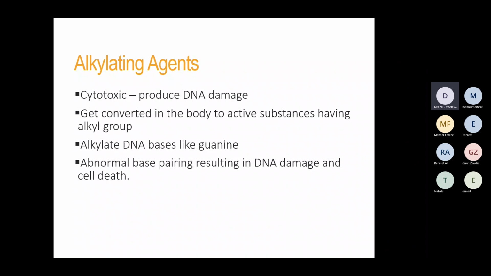Now, what are these alkyl groups? In some of the molecules, you have an alkyl group. An alkyl group is when you have these alkanes and alkenes, you remove one hydrogen atom or two hydrogen atoms, and that becomes an alkyl group. Like we have methane, CH4. If you remove one hydrogen atom, it becomes CH3. That means the alkyl group is CH3. So these alkylating agents have an alkyl group in them.